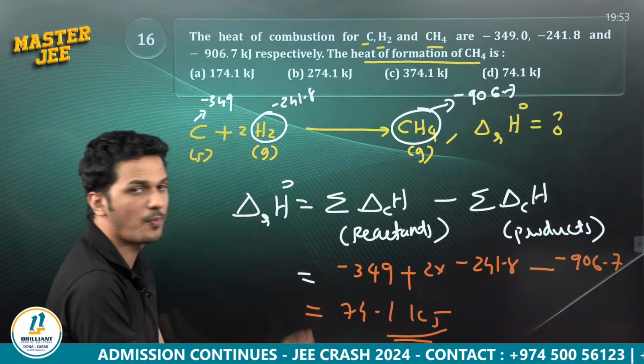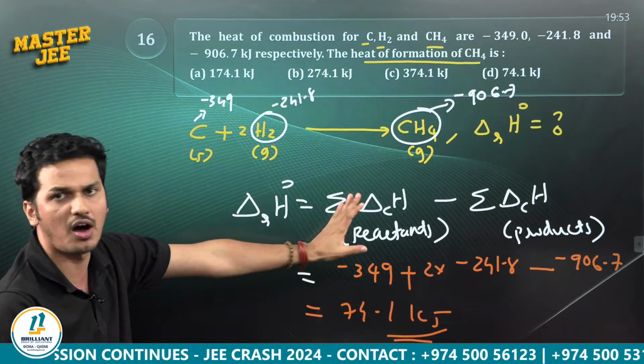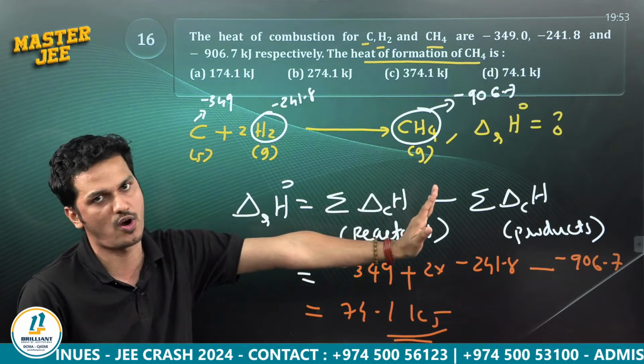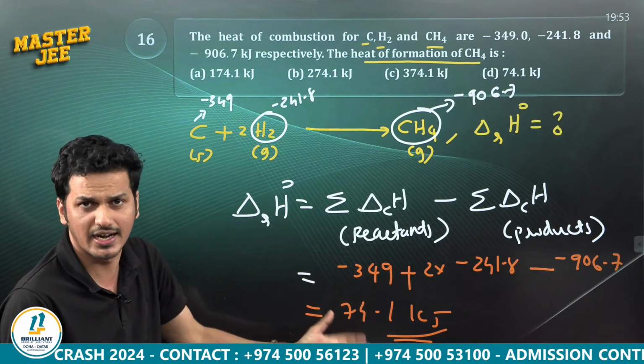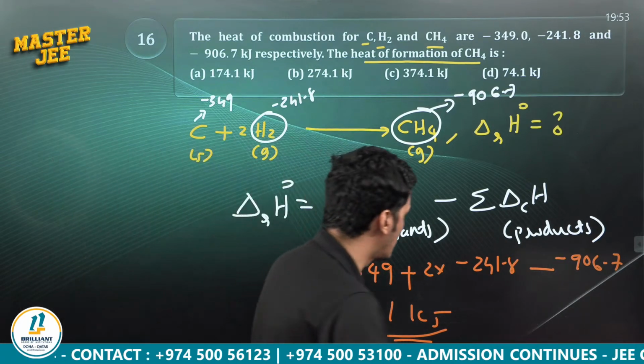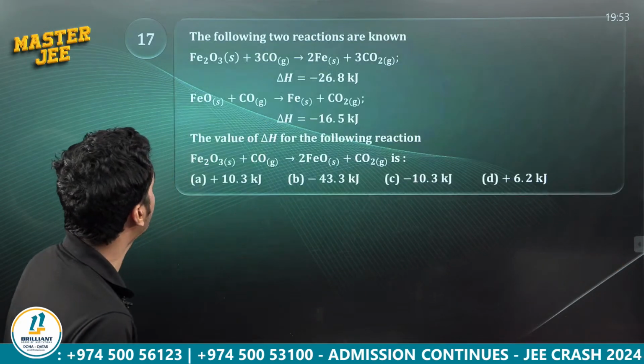Yes, nice. 74.1 is the answer. That's it. You have to remember this formula, reactant minus product. Okay, that's it. Then you can do it. Ready? So if it's so, then we can move to the next question, guys. This is the next question.